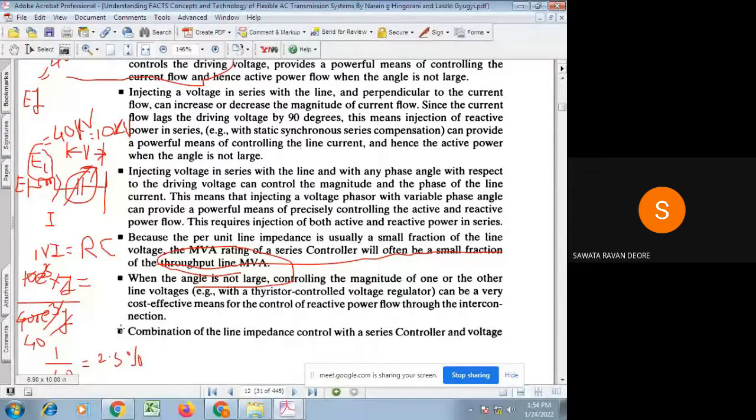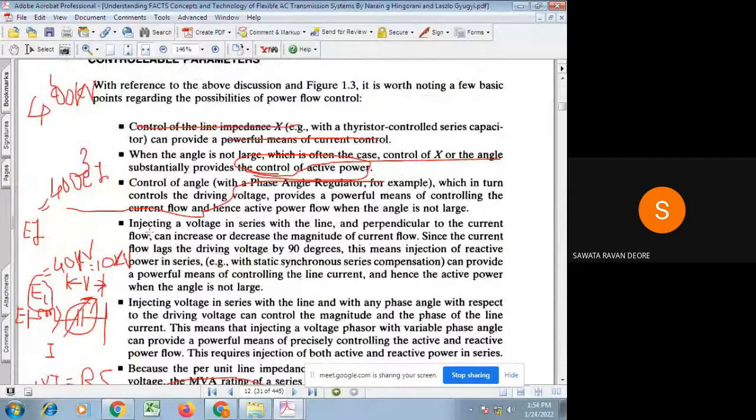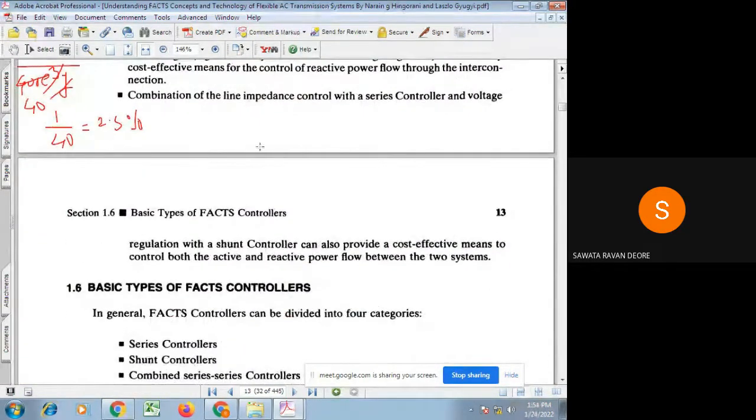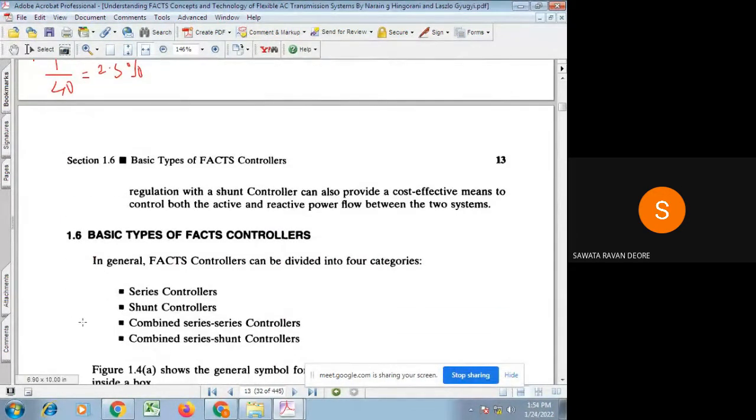So this is about the relative importance of these controllable parameters: how X is controlled, current and then controlling the reactive power and real power, how delta control is there, how the magnitude of E1 or magnitude of E2, how E1 minus E2, that is EL, or the combination of all these is used in order to control the real and reactive power flow through the transmission. Now the next point that we are going to see is the basic types of FACTS control.